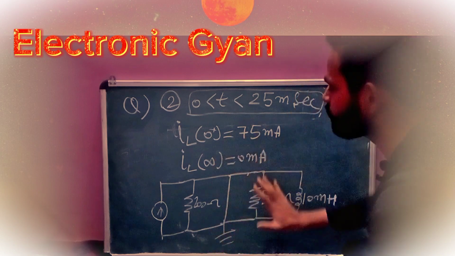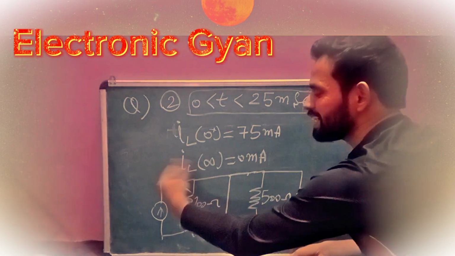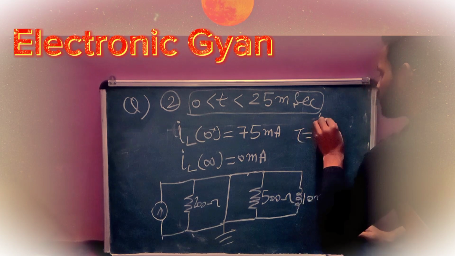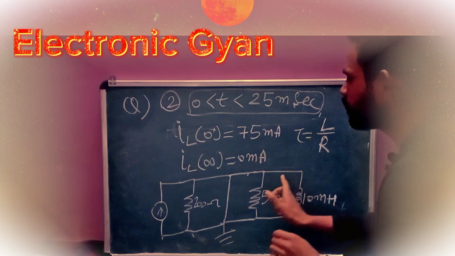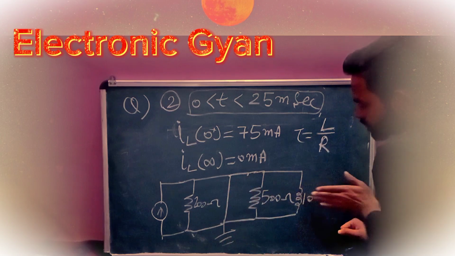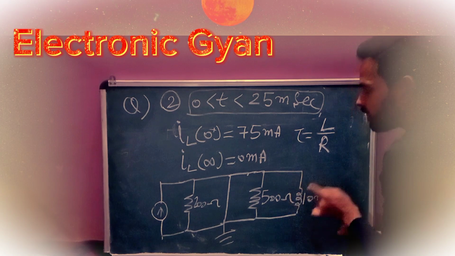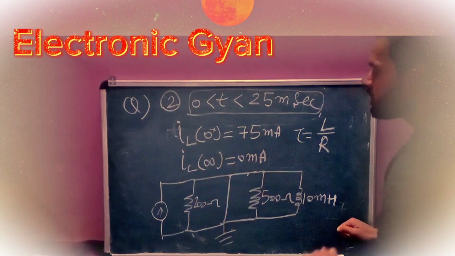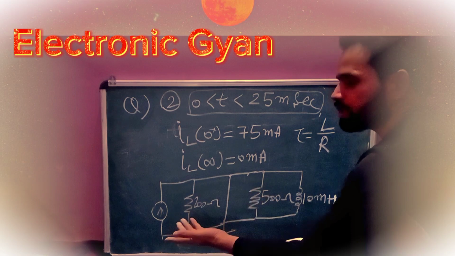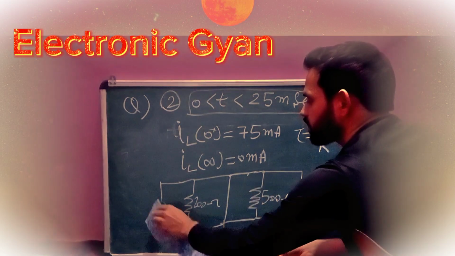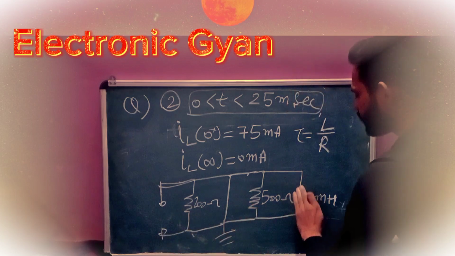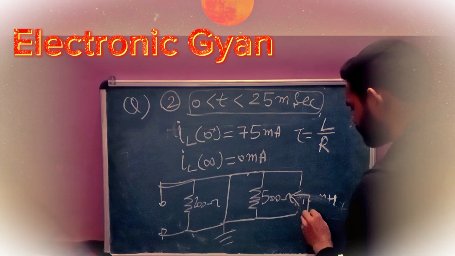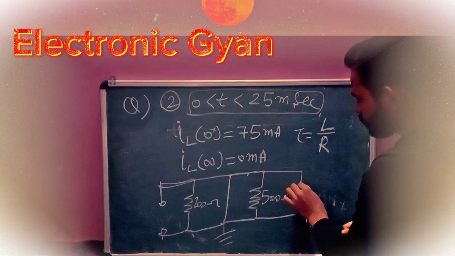We are going to find the time constant. For the time constant, first we will find the equivalent resistance, because the time constant tau is equal to L by R. So we have to know the inductance value and the equivalent resistance. The equivalent resistance is the total resistance seen through this inductance. While calculating it, the current source will get open circuited.